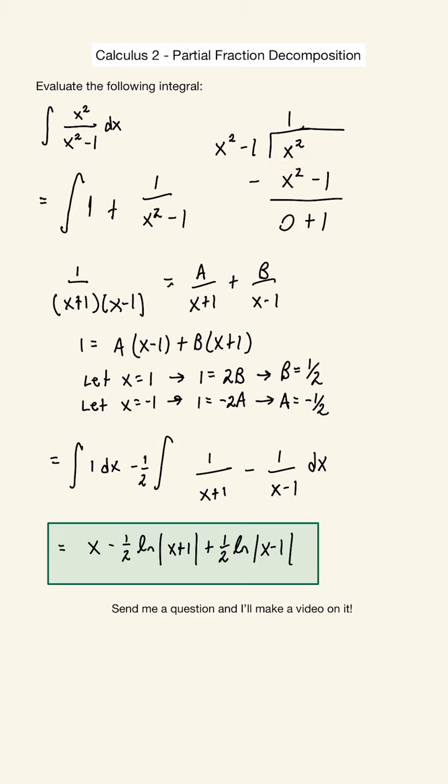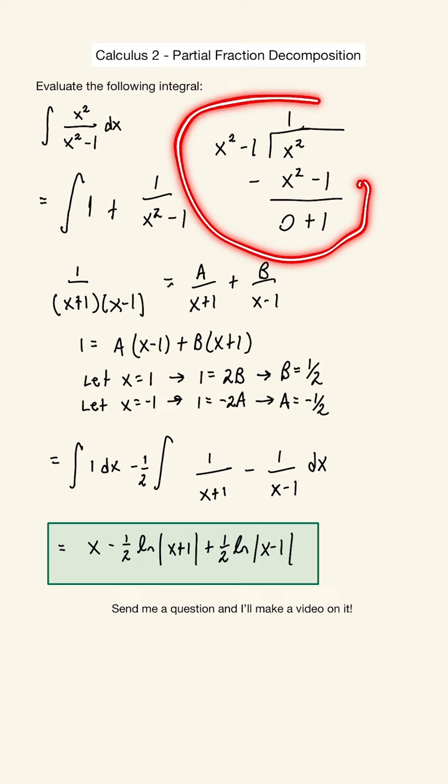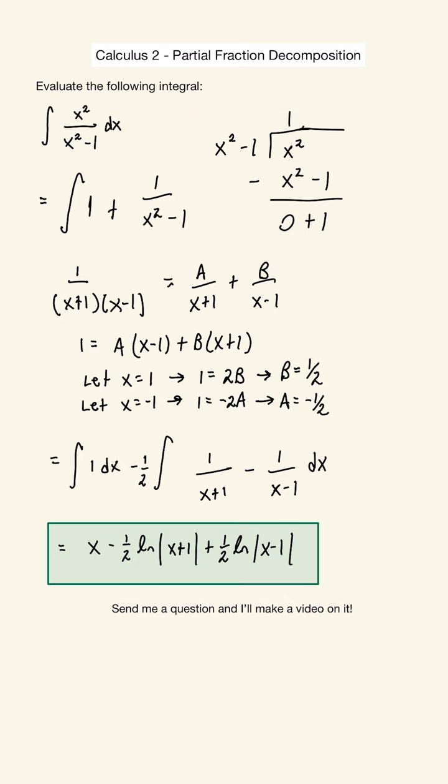And so by doing long division, we'll take x squared divided by x squared, we'll get 1. And then 1 multiplied by x squared minus 1 is going to give you x squared minus 1. We subtract this from our original term, and we'll get 0 plus 1, and so our long division is complete. And we can rewrite this expression from our long division as 1 plus 1 divided by x squared minus 1. So this will be our new terms.